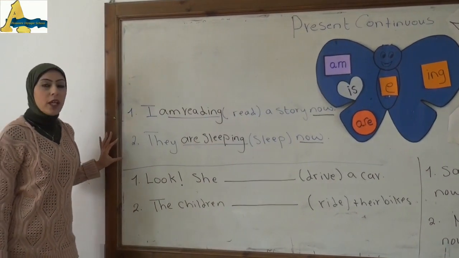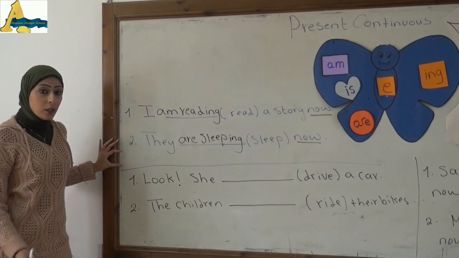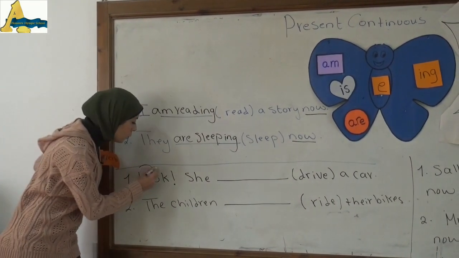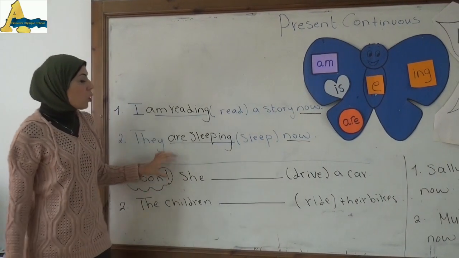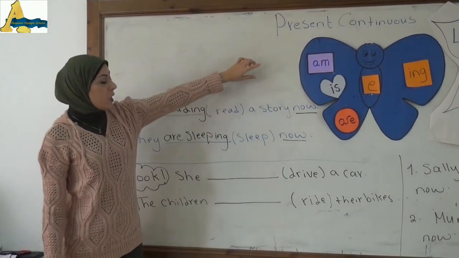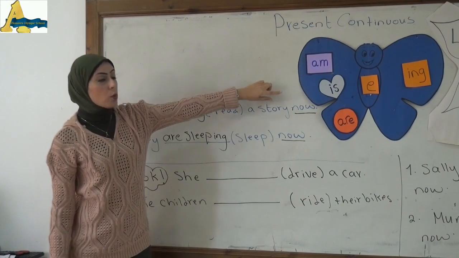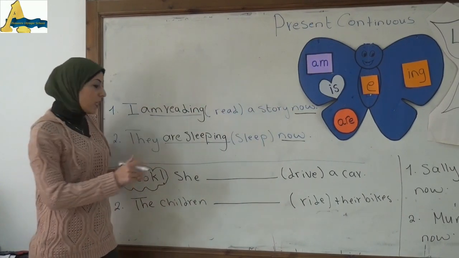Let's look here. Look, she drives a car. First, before we answer this, where is the keyword? Excellent. The keyword is look. She, let's draw our butterfly again. She will take am or is or are. She is going to take is.